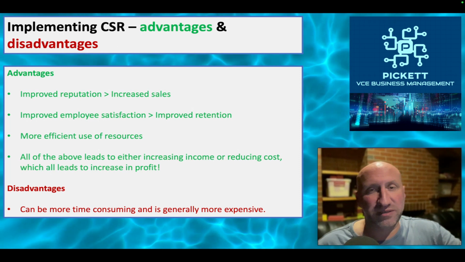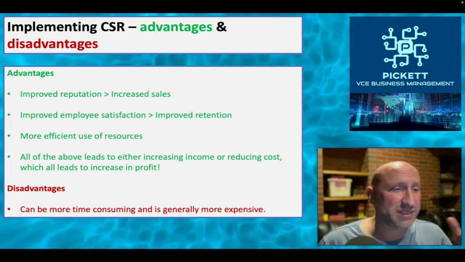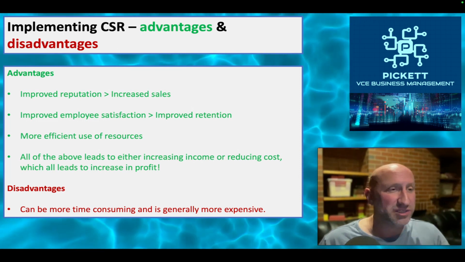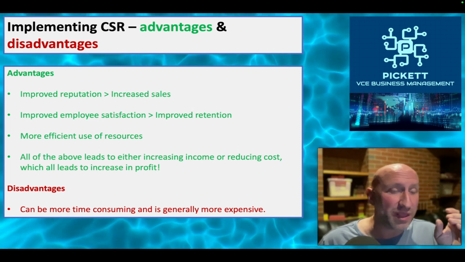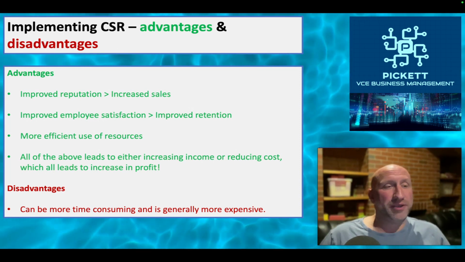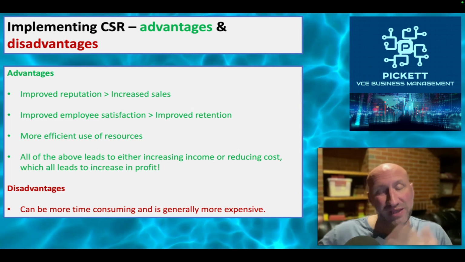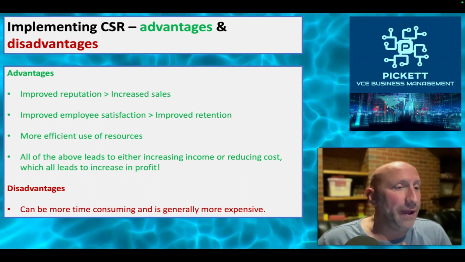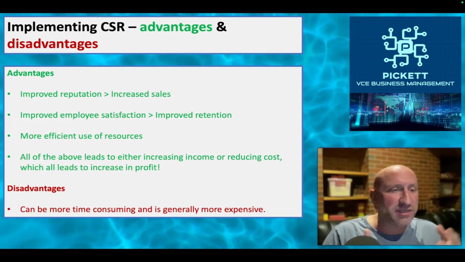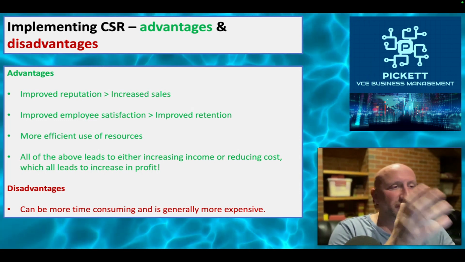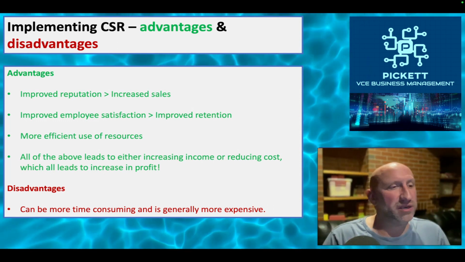And then all of those things that I just talked about, the three first bullet points there, all of those things lead to either increasing income. So if you increase sales, that's an increase in income. Improving staff retention, that actually reduces cost, because when staff leave the business, there is a pretty serious cost to replacing them. And again, that's something we actually look at in Unit 2. And all of those things, increasing income or reducing cost, both of those things lead to an increase in profit. Okay, so all of those first three bullet points, the end result of that is an increase in profit.